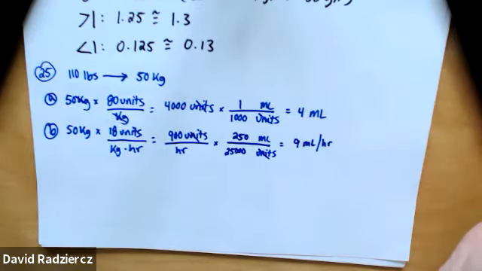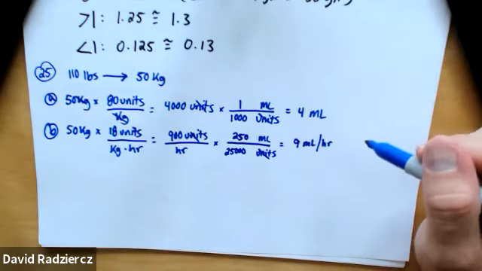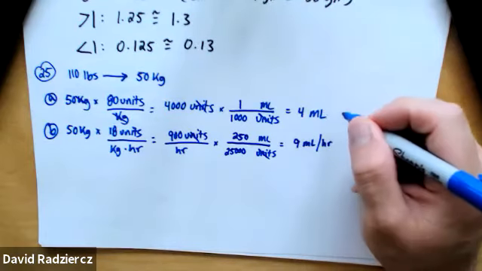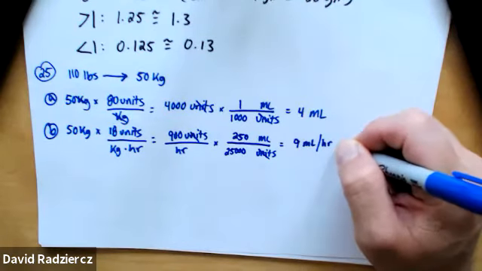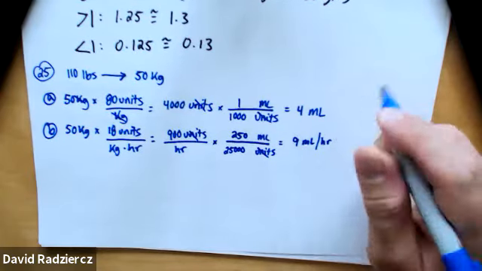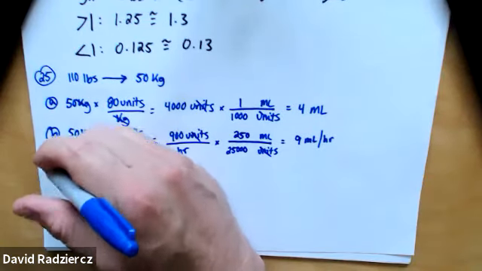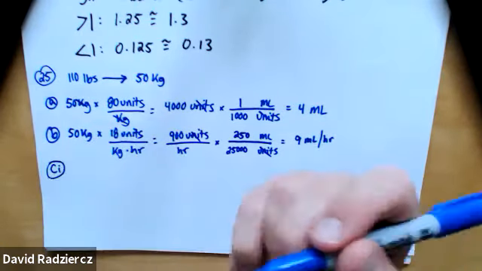Okay. Now, that is how you would answer A and B on the heparin protocol. This is the bolus. This is the initial drip rate. So the initial bolus, initial drip rate. Now, when we get to part C, it says we took their APTT after 6 hours. It was 43 seconds.